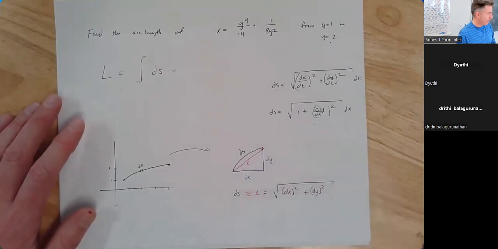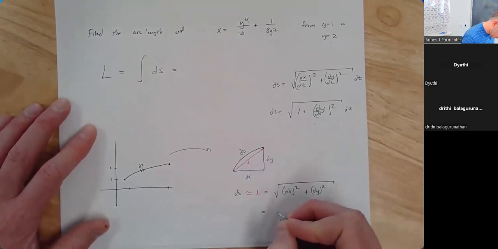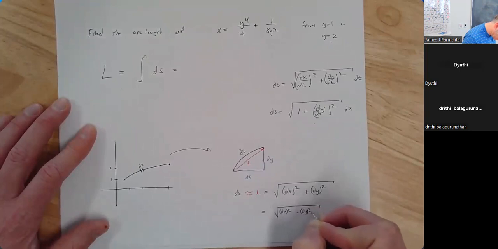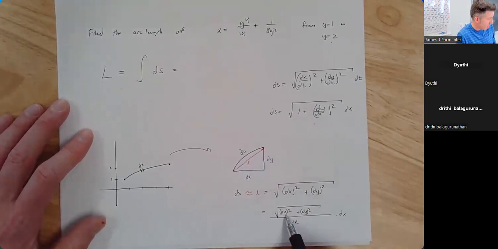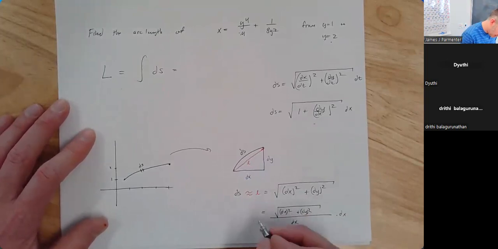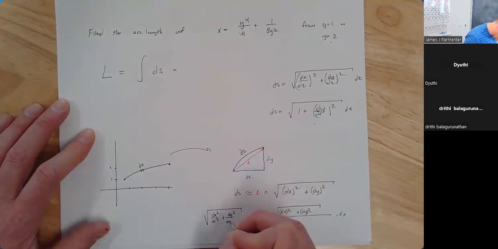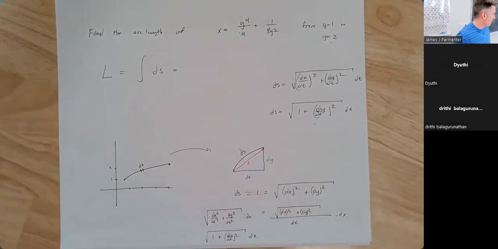Or if you do it the mathematically tricky way and divide everything and multiply everything by dx, here's what you get. You can say it's equal to the square root of dx squared plus dy squared over dx times dx. But then if I want to bring that dx into the square root, I've got to square it. So this ends up being, I'm kind of running out of room here, the square root of dx squared over dx squared plus dy squared over dx squared times dx, or in other words, the square root of 1 plus dy/dx quantity squared dx. That's kind of like the math tricky way to do it.